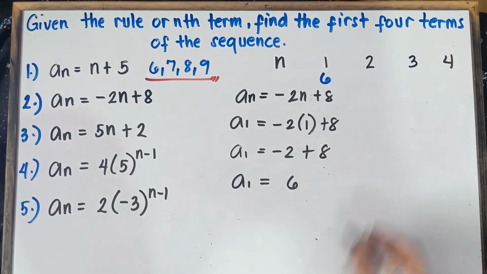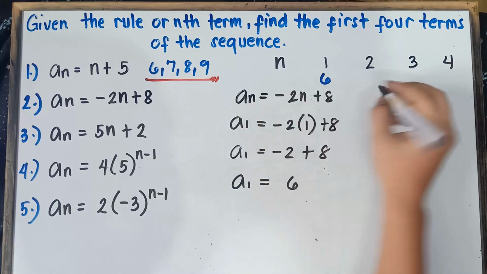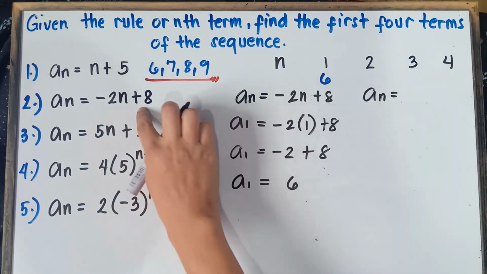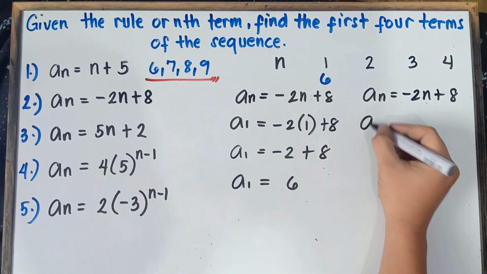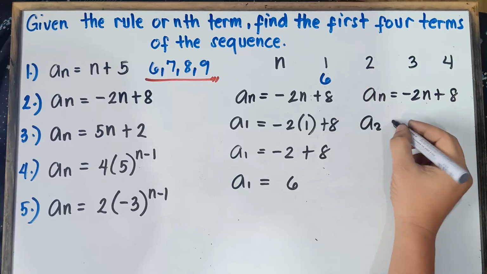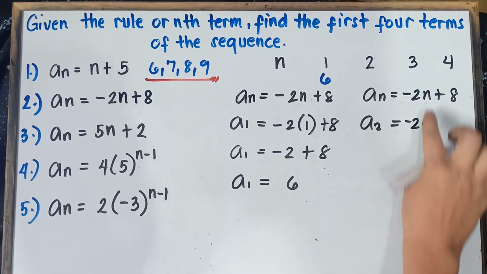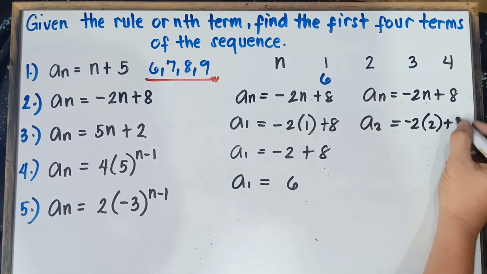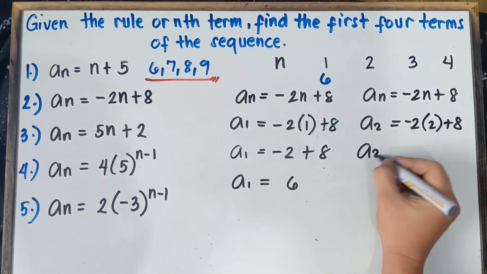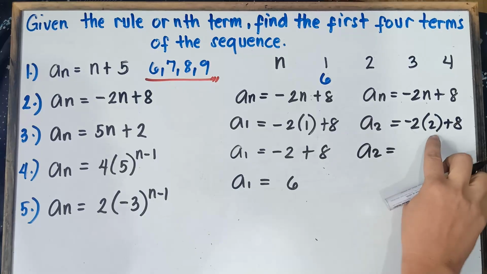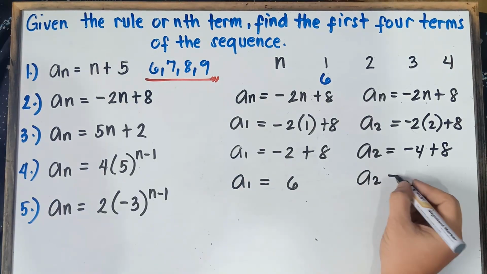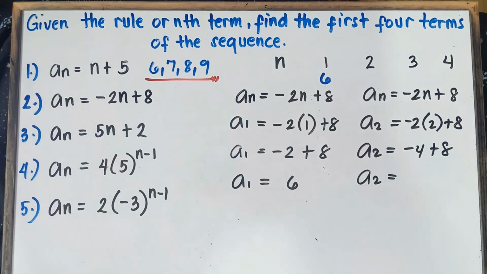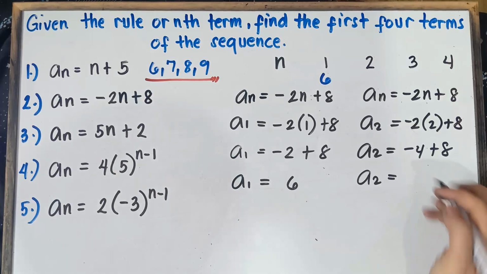Alright, and then our second term, simply substitute the value of n. So a sub n equals, given equation, negative 2n plus 8. So a sub 2, our n is 2, second term. So negative 2 times, our n is 2, negative 2 times 2 plus 8. So a sub 2 equals negative 2 times 2, that would be negative 4 plus 8. What's the answer, class? That's correct, that would be positive 4.